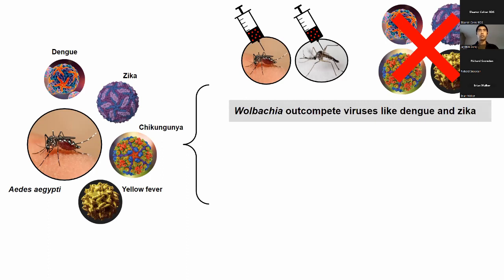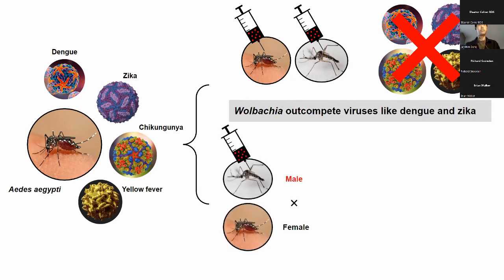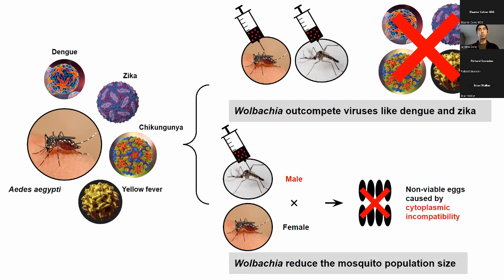And for another method, the scientists infect the male mosquitoes, and as we have seen, the uninfected females cannot produce viable eggs with the infected males. So basically, those eggs will die because of the cytoplasmic incompatibility. In this way, Wolbachia will reduce the mosquito population size and stop the spread of those lethal diseases, which turns out to be very efficient.